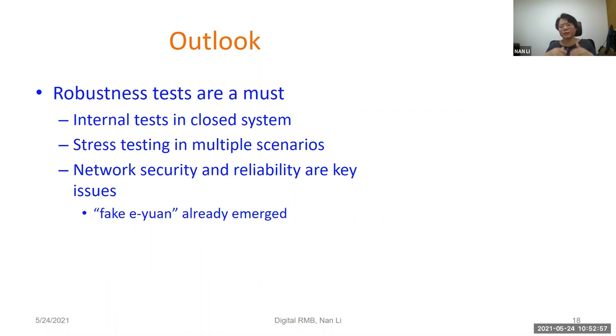One of the concerns is the network security and reliability behind these online transactions as well as the digital currencies. We also see that the issuance of the digital RMB involves a lot of technology, and part of the technology is still experimental. There is a lot of uncertainty and there are potential problems we don't know yet. So it is very important and necessary for us to do a bunch of tests in different scenarios, which we call stress testing. We have to do a lot of these tests to get a good idea about what possible problems could arise and how we can solve them. So robust testing is a must for the actual implementation of the digital RMB.